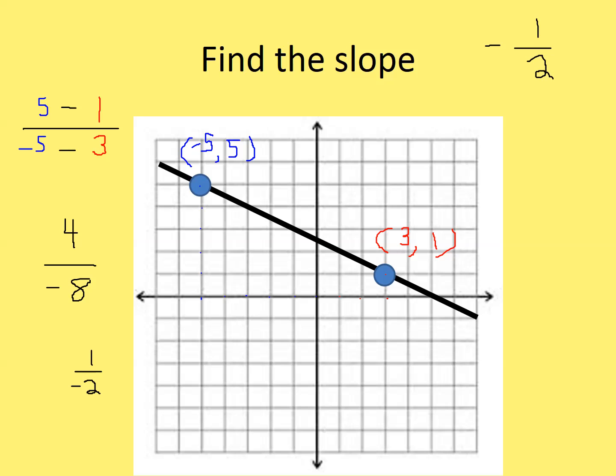And there's a lot of different ways you can write that. 1 over negative 2, negative 1 over positive 2, negative 1/2. This is the way you will usually see it. So, that's our review on slope. Hopefully this helps.